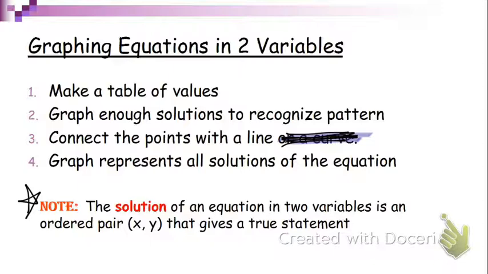So when you're graphing enough solutions to recognize a pattern, some people say 3, some people say 5. 3 is kind of skimpy because you could be making a mistake in a couple of them and not realize it. So bare minimum is 3. 5 is probably even better. And you want to make sure that they're far enough apart that you can see the pattern. Depending on the numbers, you don't want them so close you can't even see where the line is. So make sure you choose good values.